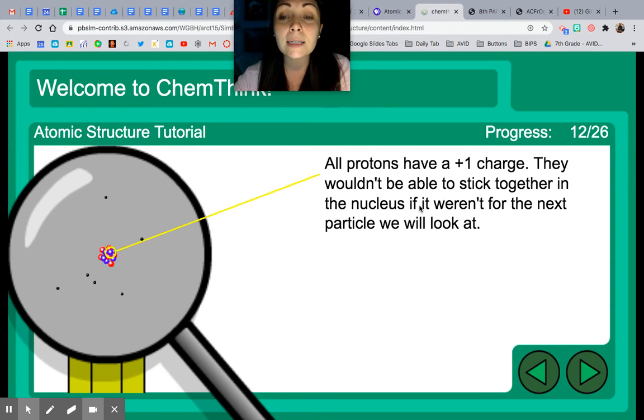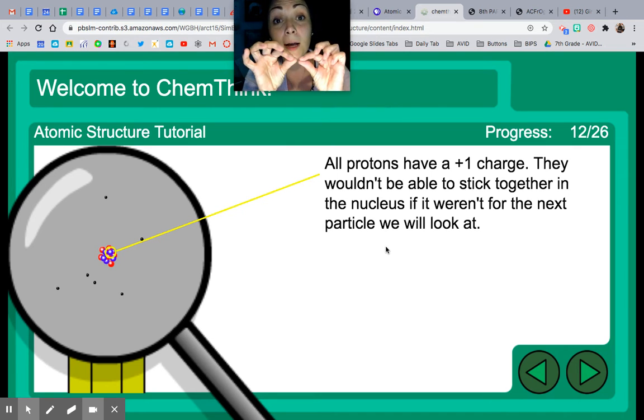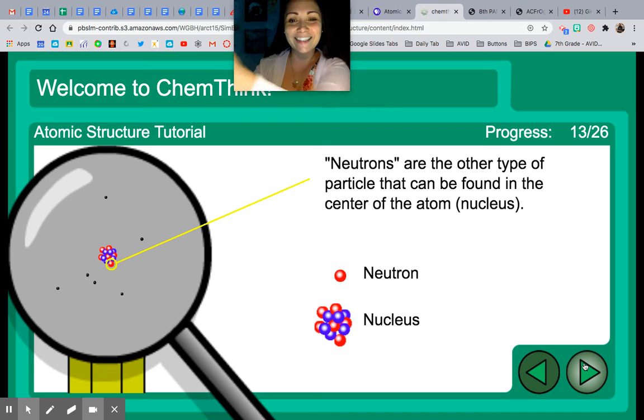They wouldn't be able to stick together in the nucleus if it weren't for this next particle. So since protons all are positive, like charges repel. I'm sure y'all have heard of the term opposites attract. Positive and negative sides attract. Positive and negative side of a magnet. If you have 2 positive sides or 2 north poles, it's going to repel. So what they're saying is there has to be some other particle inside the nucleus of the atom for it to be able to stick together. So we're going to take a look at what that is.